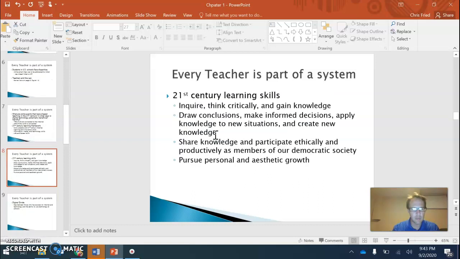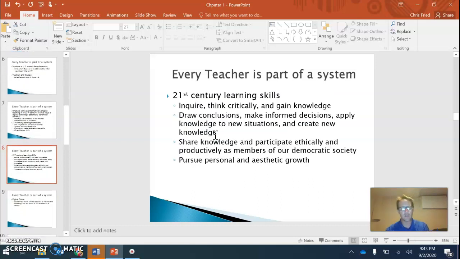But again, dig deep into this system here. So, 21st century learning skills: critical thinking, inquiry, understanding, drawing conclusions. All the skills listed here are 21st century learning skills, things that schools are now tasked with working to help our students understand and acquire. Okay?